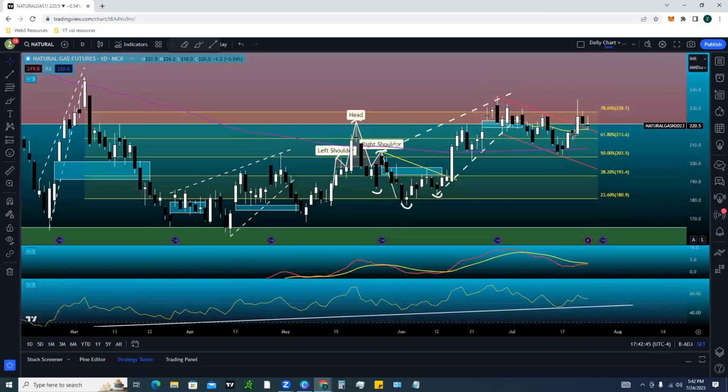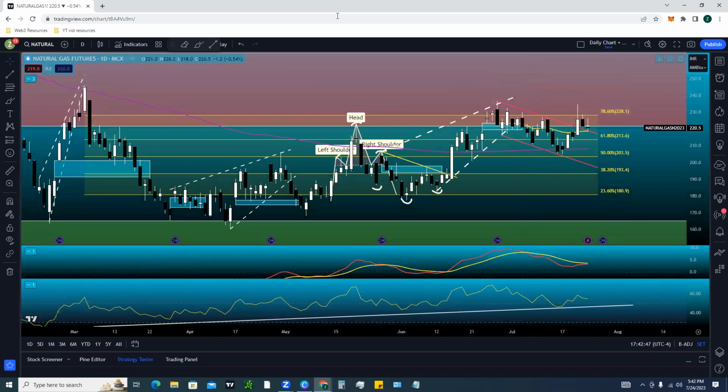And if you take a look, all right, we've been rejecting this key level here on the futures, which is going to be 228.1. Now I use the MCX futures on TradingView, all right. So the numbers are going to be a little bit different, but ultimately the structure is still the same, whichever chart you're looking at. But 228.1, we'll zoom down to the 4-hour chart in a minute, and you can see how well that level has been respected so far.